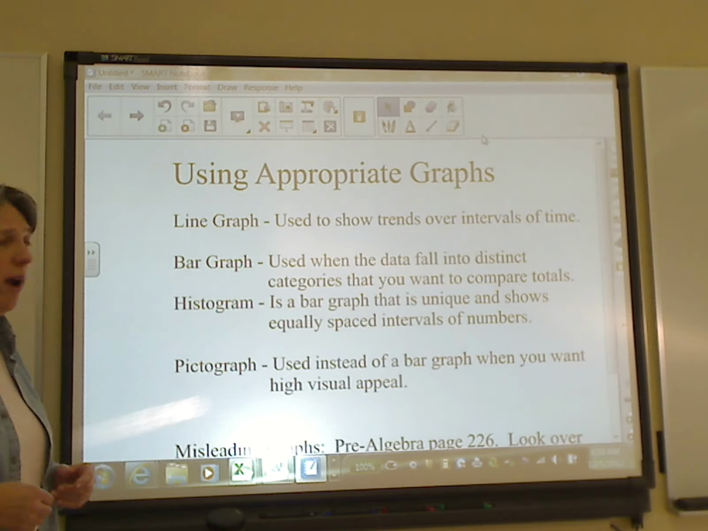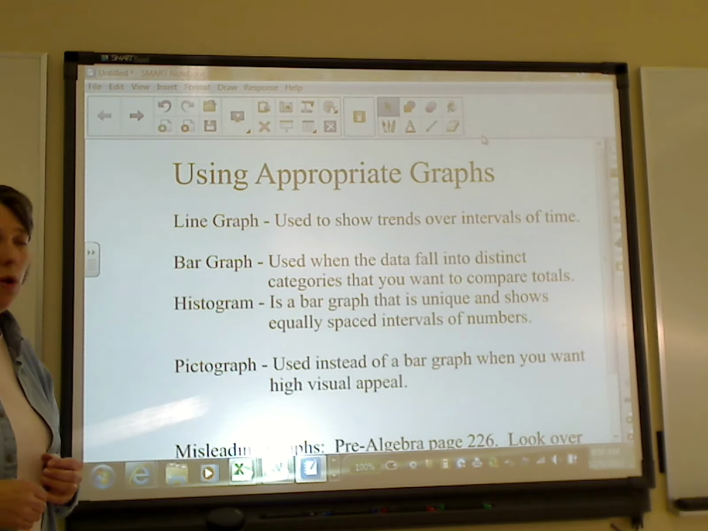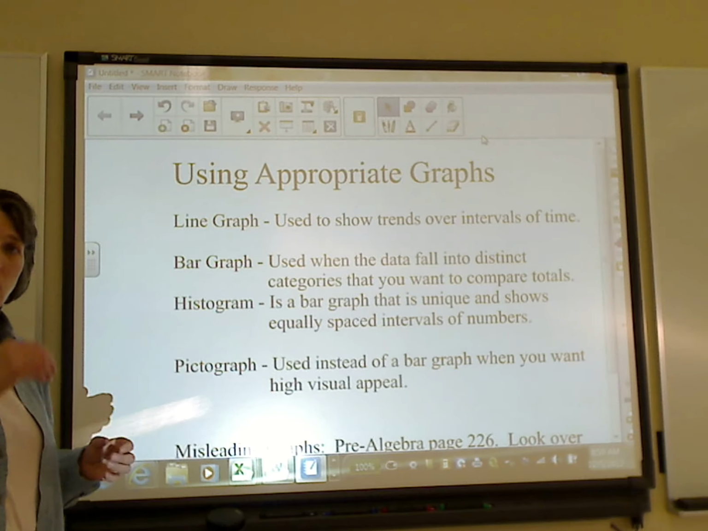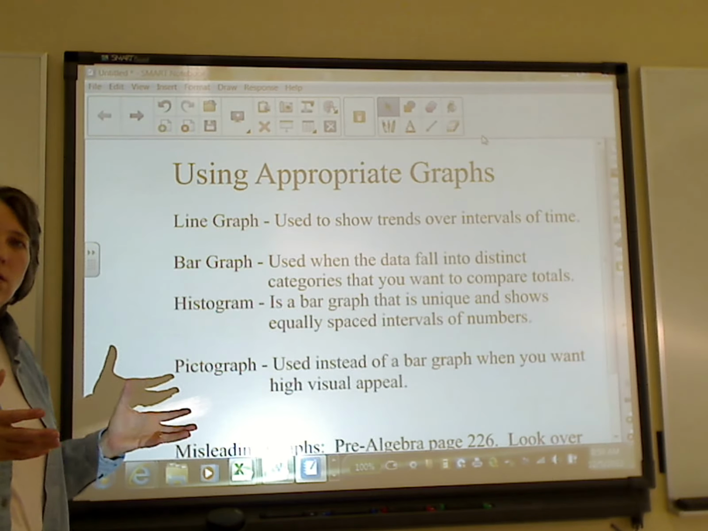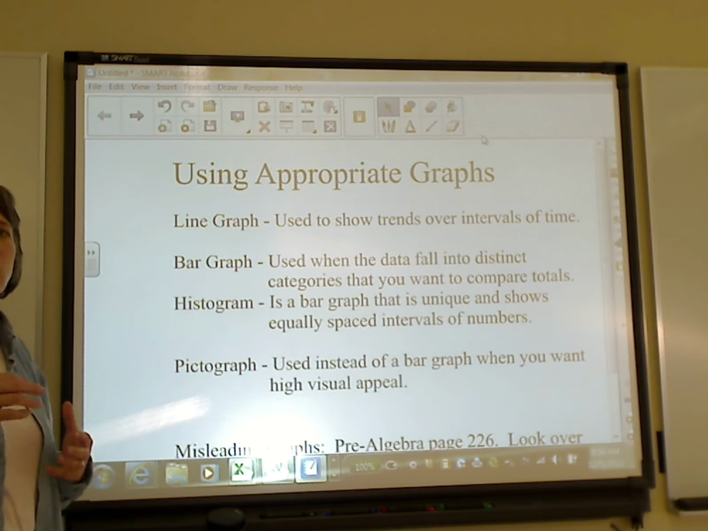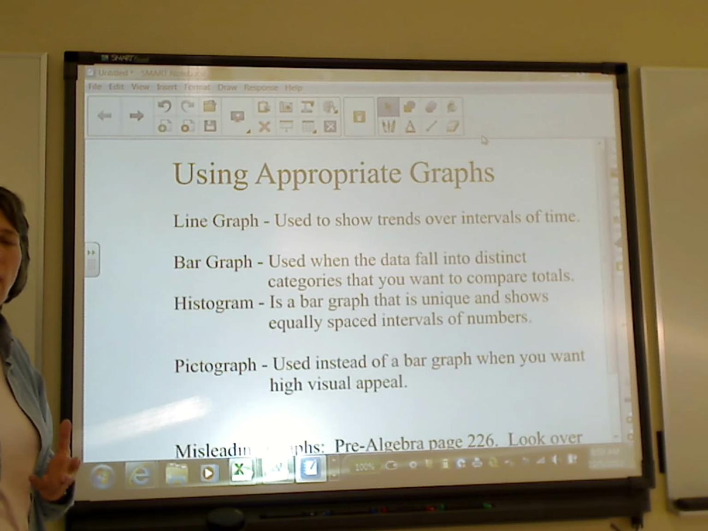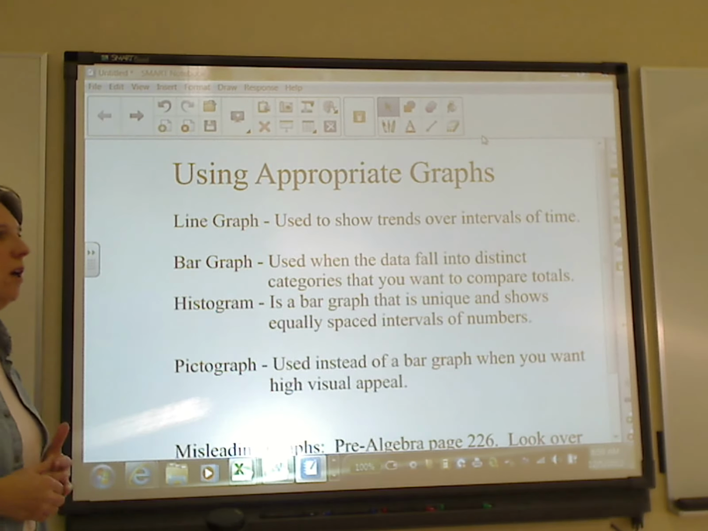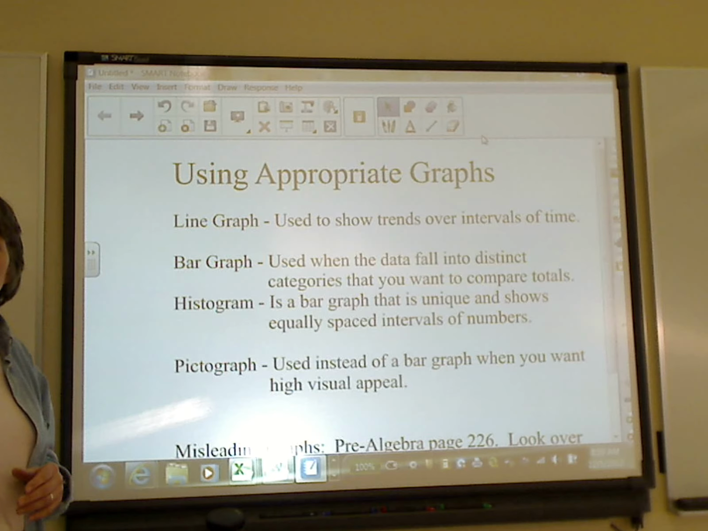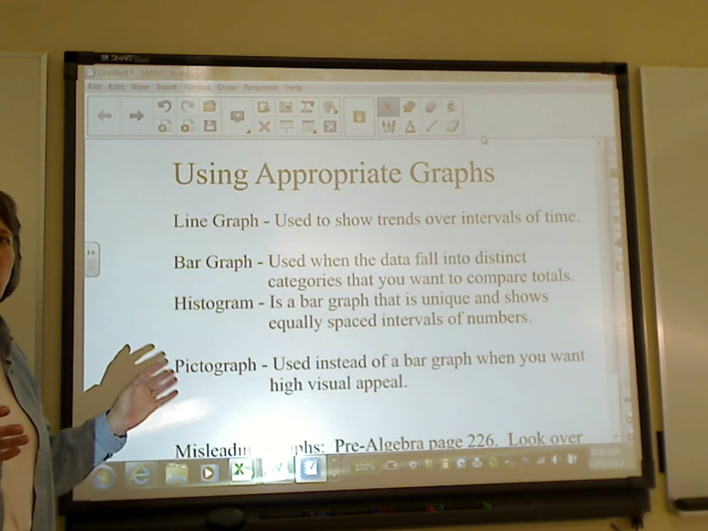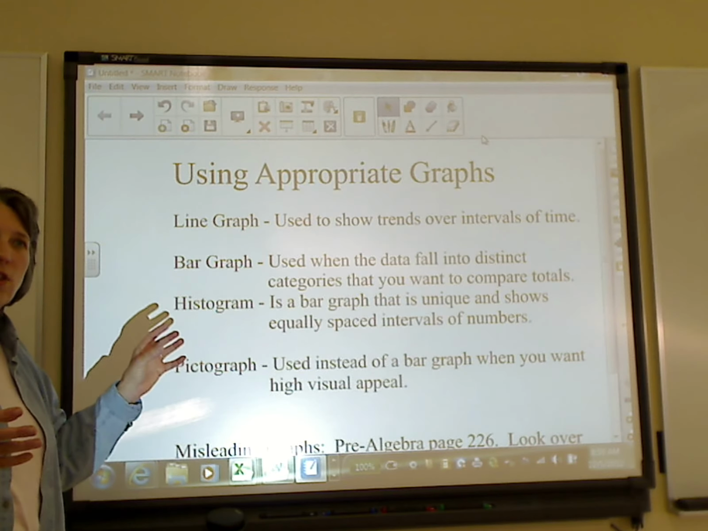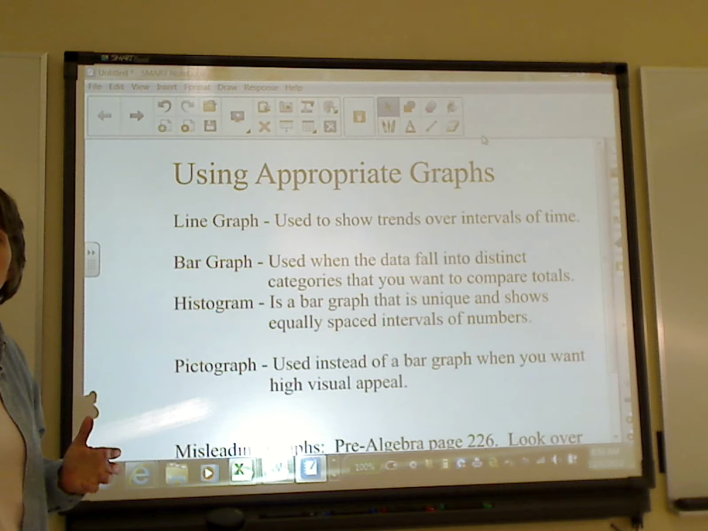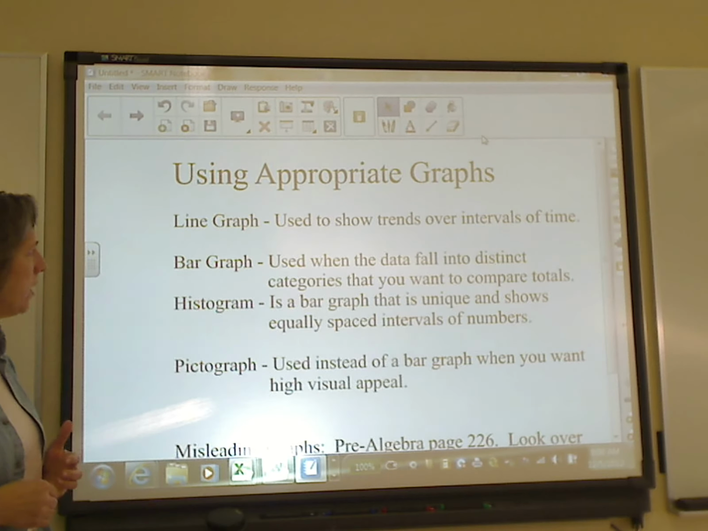You have line graphs, which are used to show trends over intervals of time. So you take some information and you plot it, and it's a line graph, like temperature changes over the year, the average temperature every month through the course of a year. Or gas prices for every set of 10 years, the average gas price, going back to the 60s and how that might have increased per gallon.